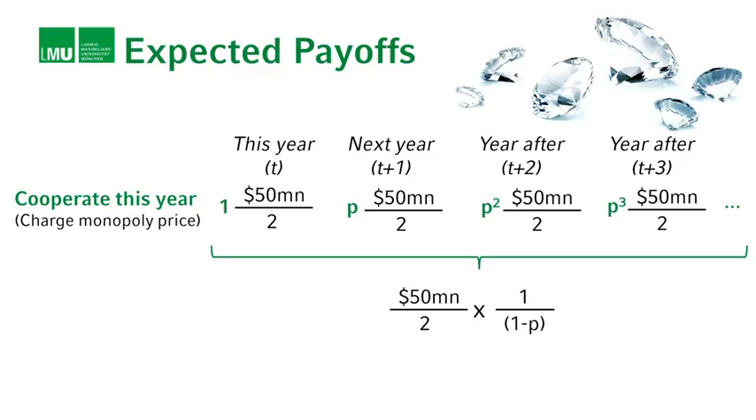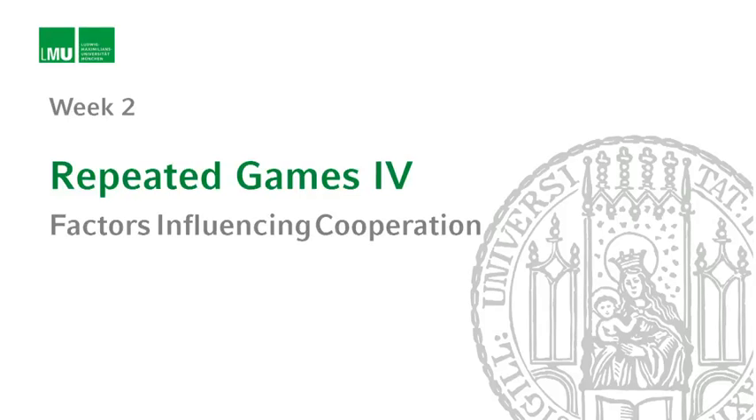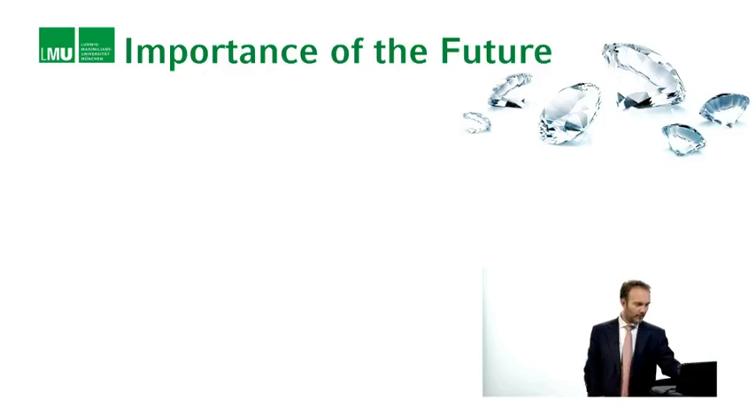Okay, so much for the simple version of the cooperation game. Let's now make it a bit more complicated, and let's have a look at the factors influencing cooperation. So here we get, again, the importance of the future, right? P, in a sense, was a proxy for how important the future is to us. And we just said, well, this is all going to refer to the fact that there's a likelihood that the market is just going to break down.